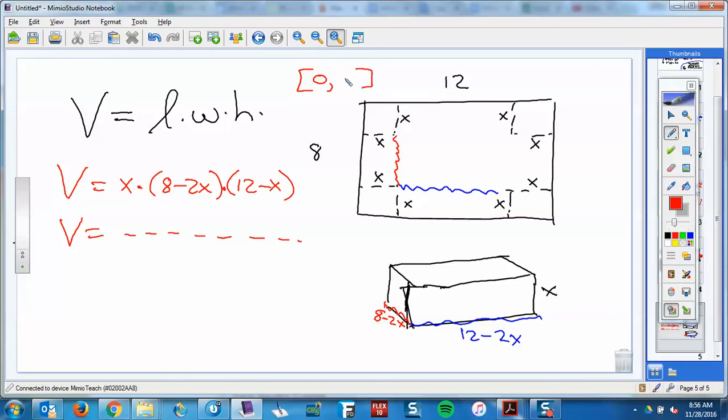No. Littler than that. 4, right? Because if x is 4, and you cut that side, you cut out that whole side, right? You'd have nothing to fold up. So the littlest x could be would be 0.